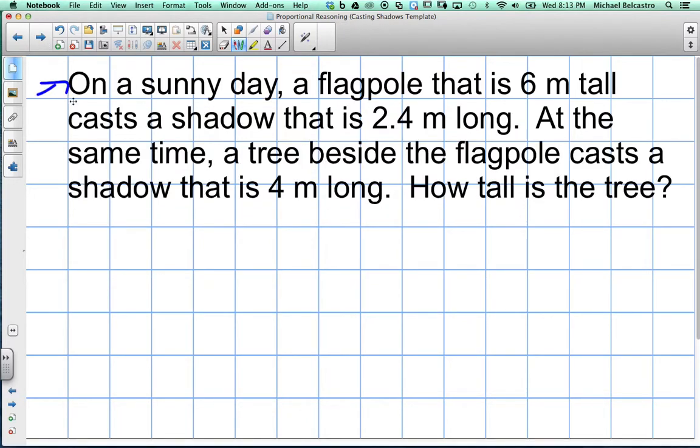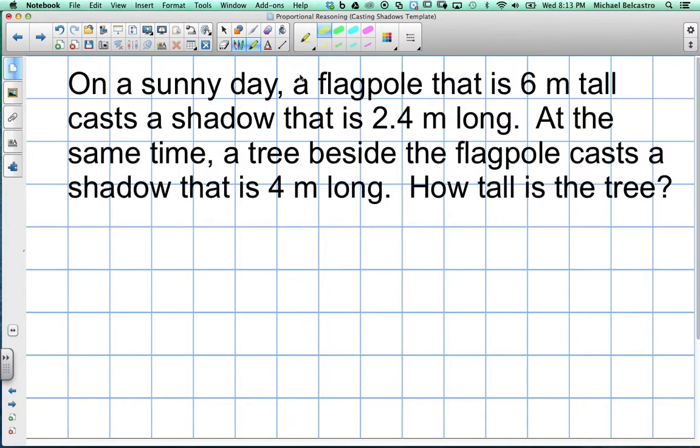So our inquiry question. Let's read through it once and then highlight what we think is important. On a sunny day, a flagpole that is 6 meters tall casts a shadow that is 2.4 meters long. At the same time, a tree beside the flagpole casts a shadow that is 4 meters long. How tall is this tree?